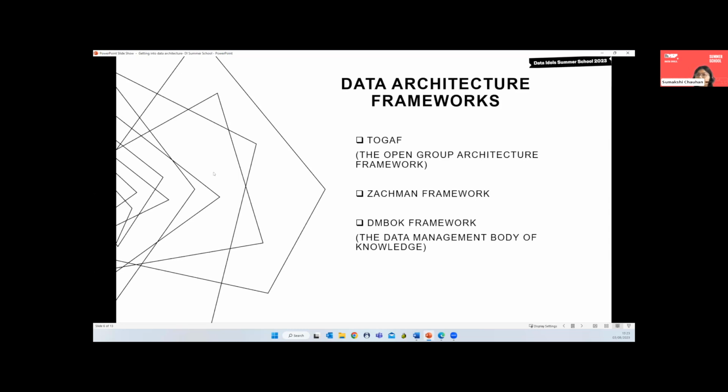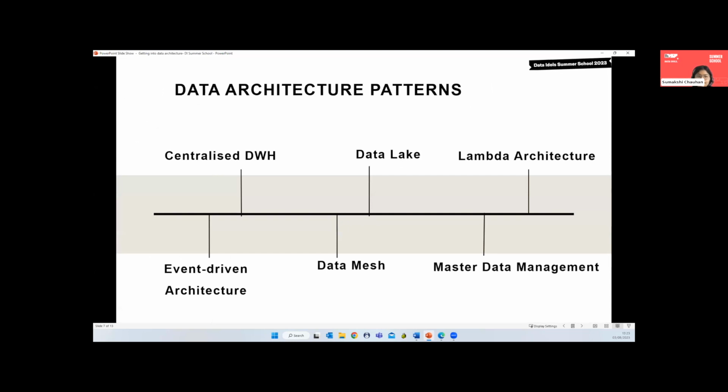Let's look at the data architecture patterns now.